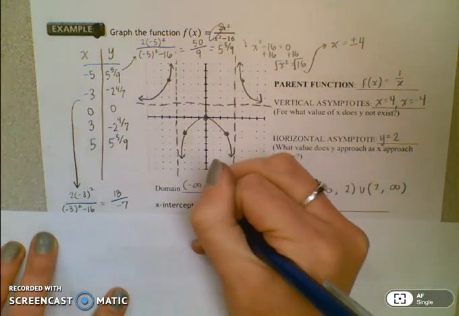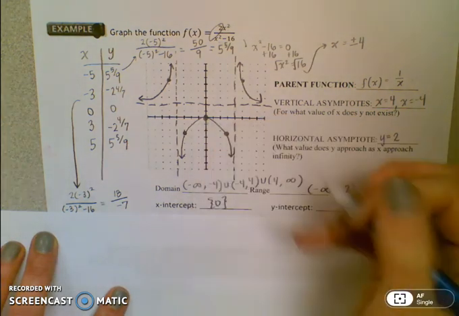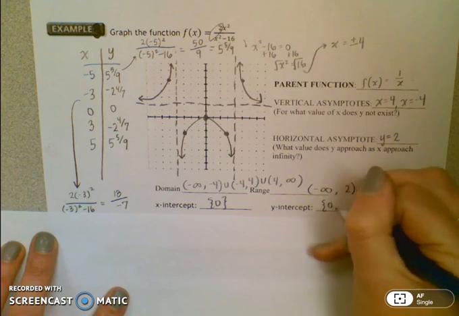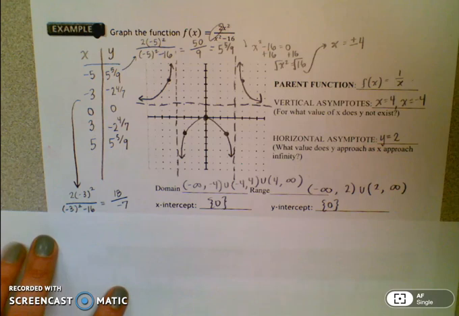My x and y intercepts I see on the graph right at the origin, 0, 0. And that is another advanced rational function graphed.